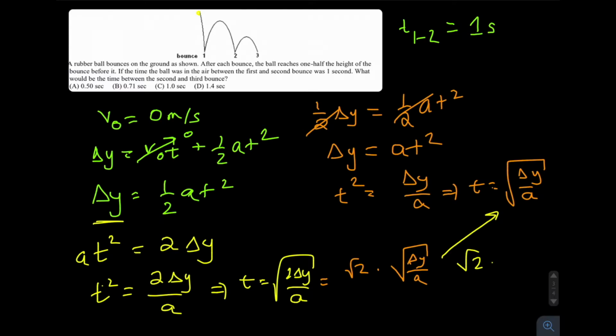Let me make a difference between them. So let's say this was t2 and this is t1. What that means is t1 is just root 2 times t2, or that also means that t2 is now going to be just t1 divided by root 2. Okay, so that helps a lot now.